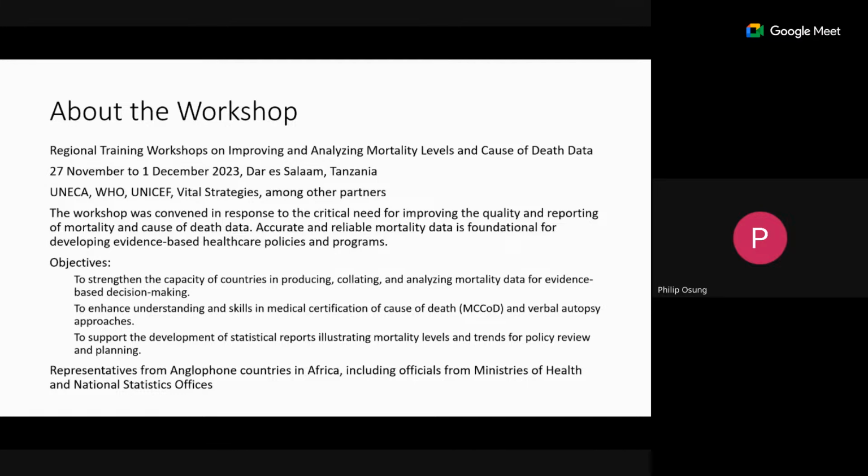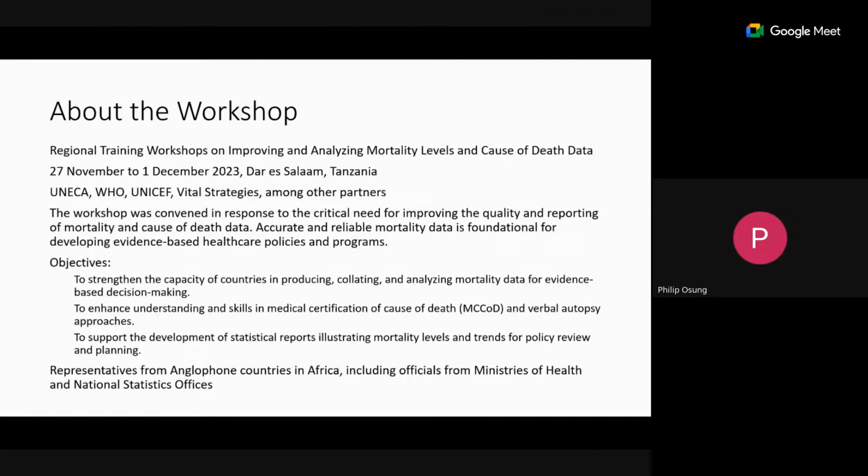Broadly, the workshop was convened in response to the critical need for improving the quality and reporting of mortality data across African countries and developing nations. So this was the Anglophone part of the training. It was also held for the Francophone countries. This is because we know that accurate and reliable mortality data is foundational for developing evidence-based healthcare policies and programs.